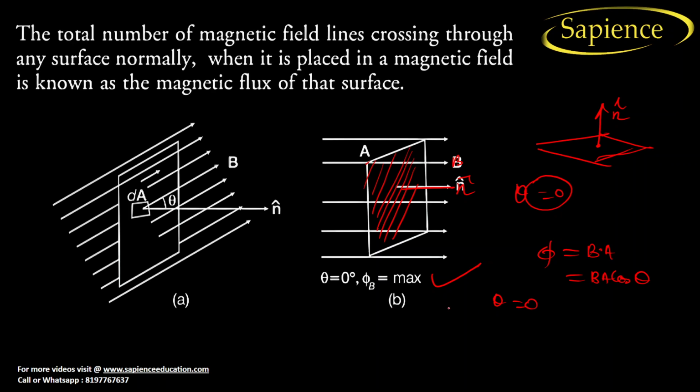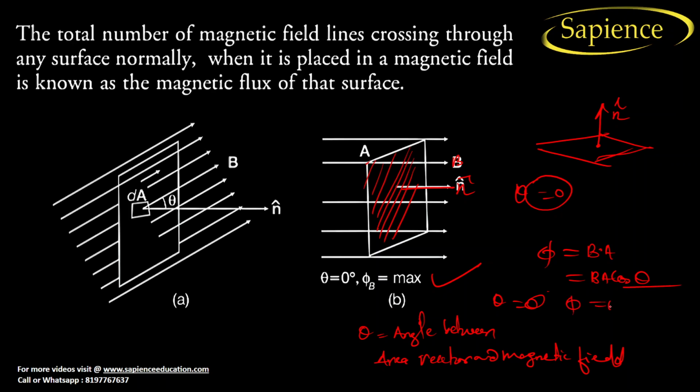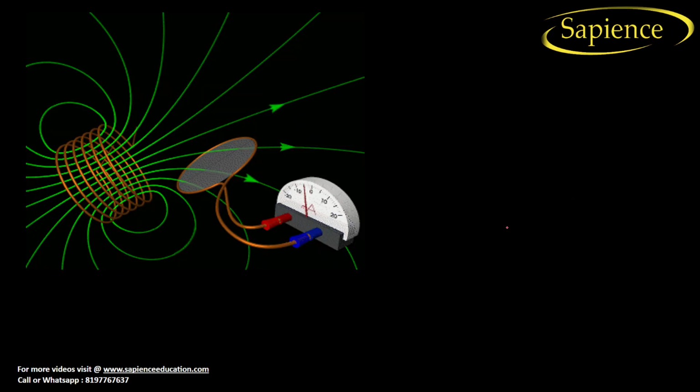When theta is equal to 0, theta is the angle between area vector and magnetic field. So finally we can put theta is equal to 0. So phi will become equal to BA. Phi is equal to BA. Okay. So this is how we have understood what the flux is.